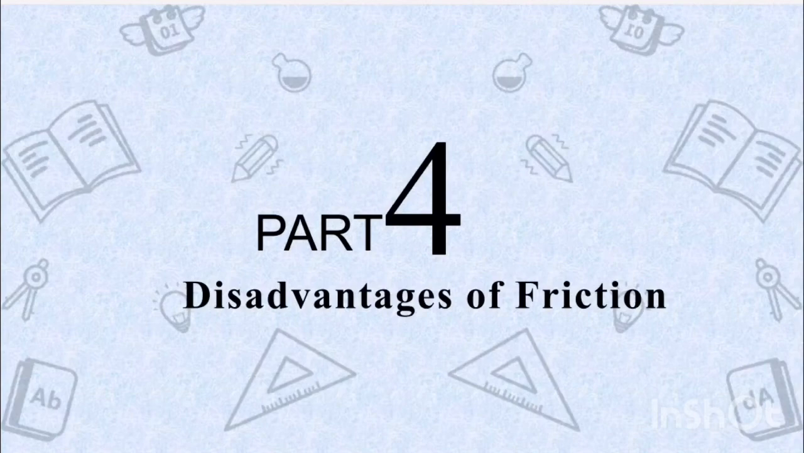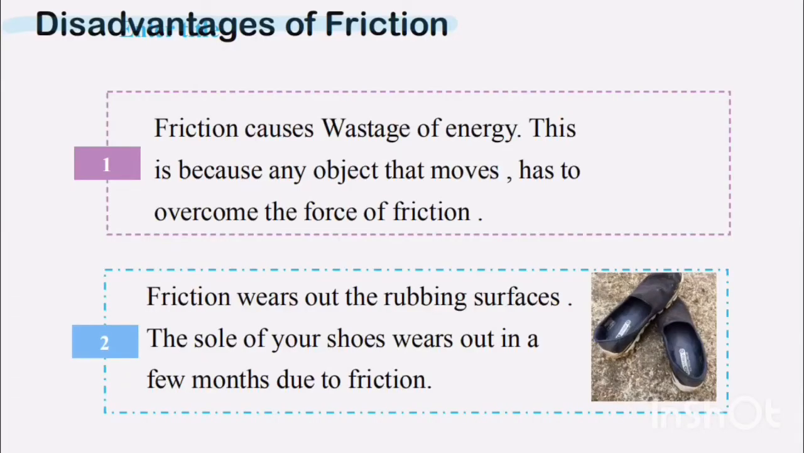Part 4. Disadvantages of friction. Friction causes wastage of energy. This is because any object that moves has to overcome the force of friction. Have you ever seen your shoes wearing out after a month or so? This is because of friction.